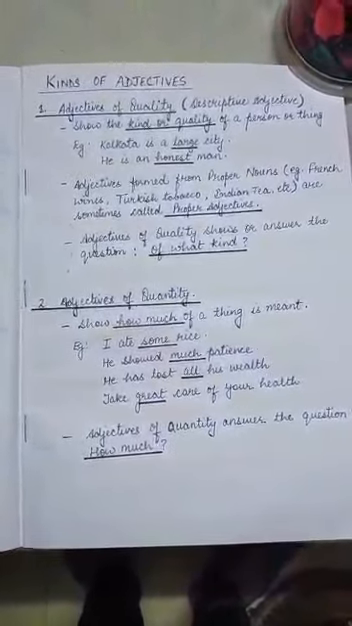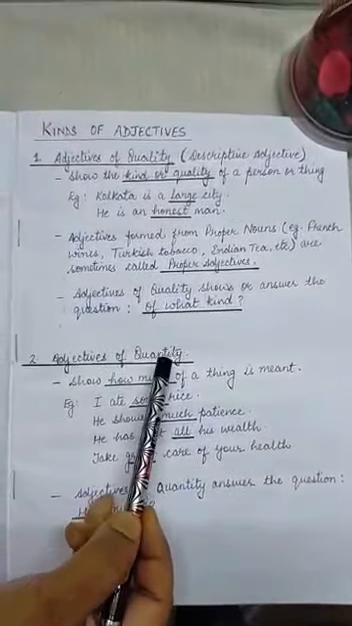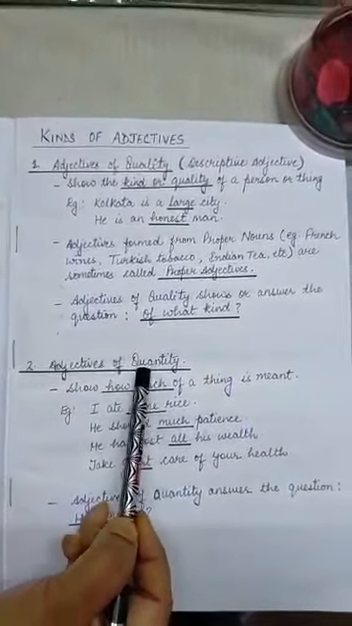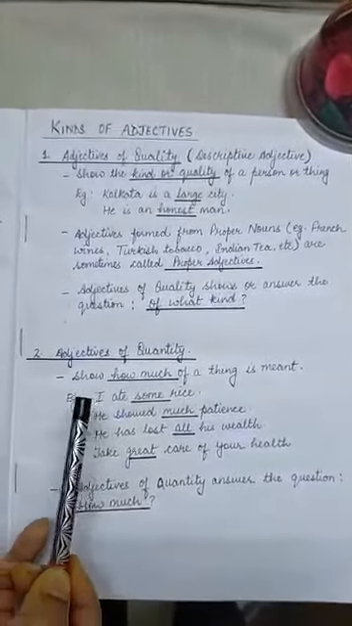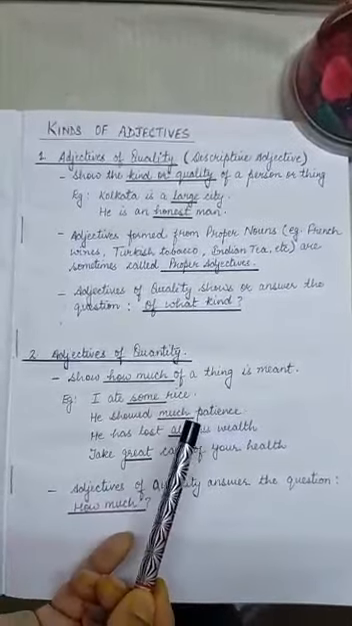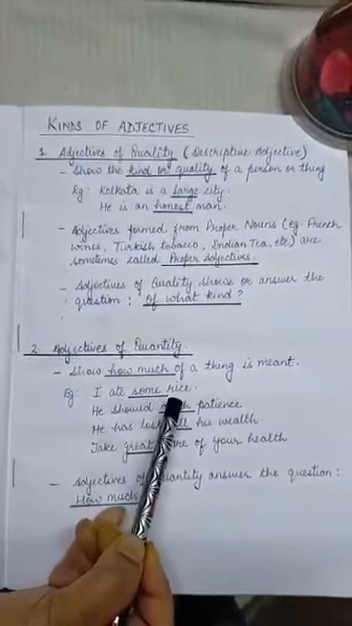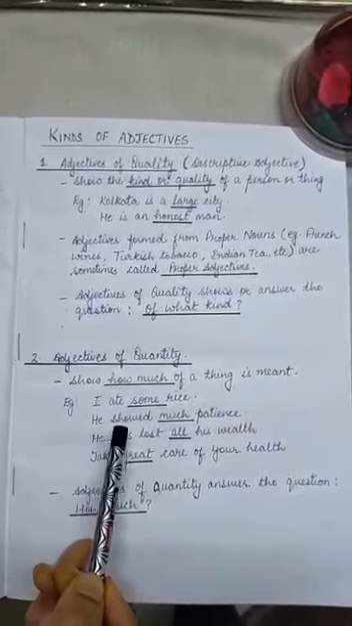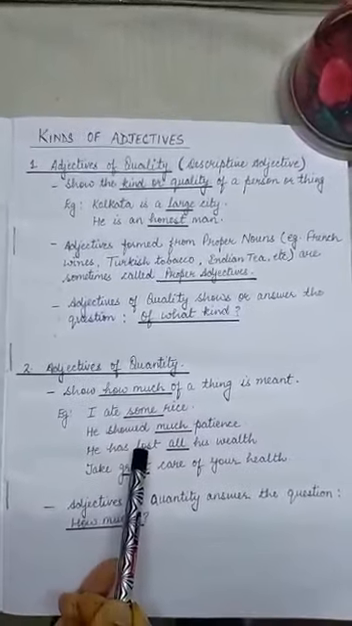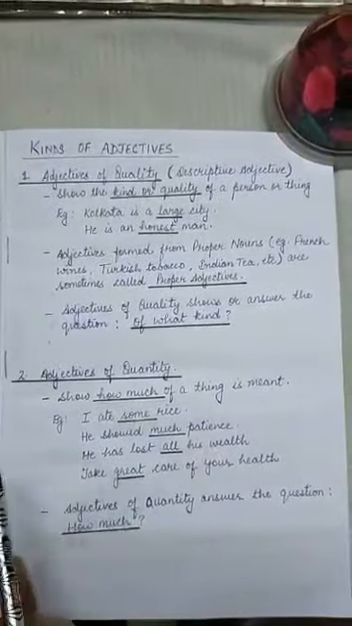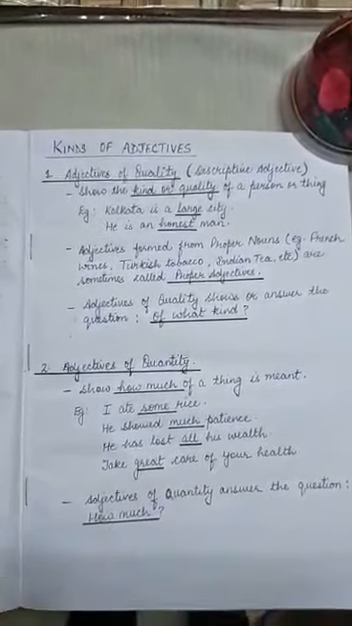Now we shall move on to the next kind of adjective, that is adjectives of quantity. So as the name indicates, quantity means how much. So it shows how much of a thing is meant. For example, I ate some rice. He showed much patience. He has lost all his wealth. Take great care of your health.